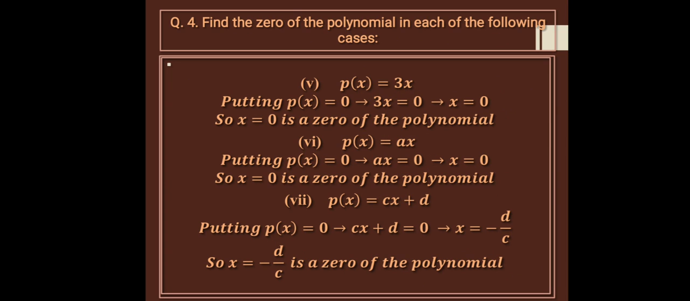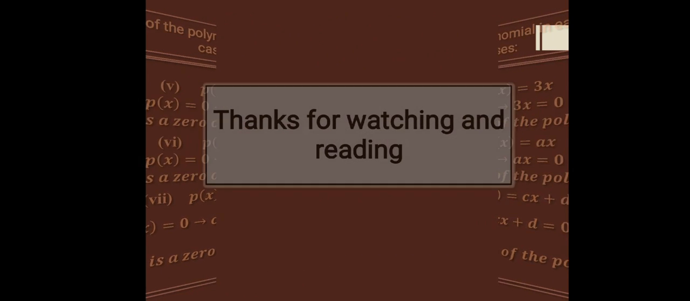Now in the next question, ax equal to 0. So when x would be 0, the product of these two would be 0. So 0 is a zero of the polynomial. In the next, cx plus d equal to 0. So x equals minus d upon c. Therefore, x equal to minus d upon c is a zero of the polynomial.